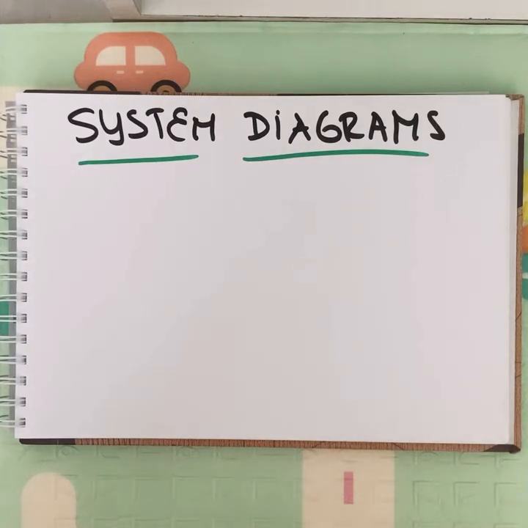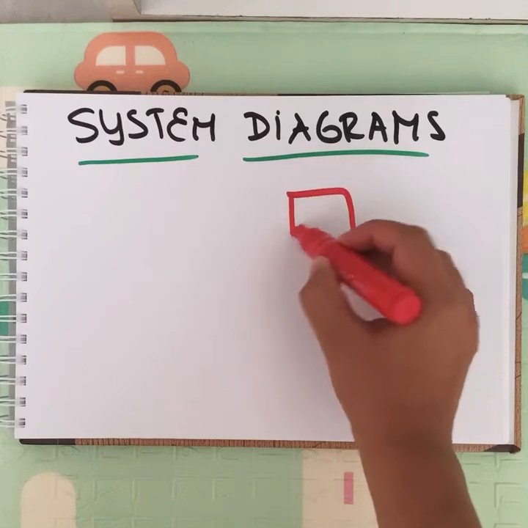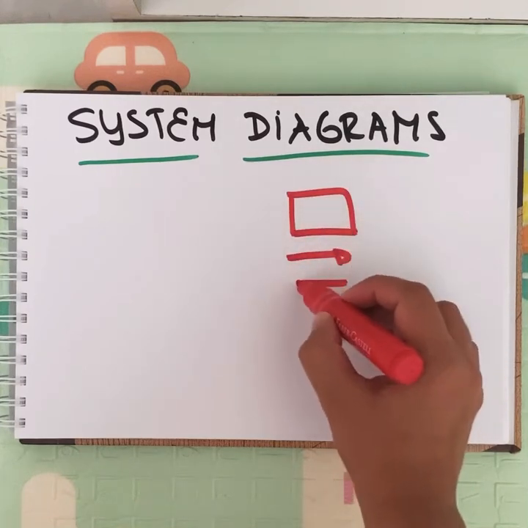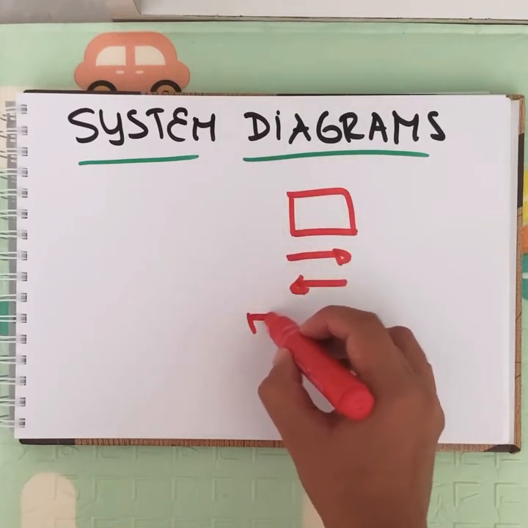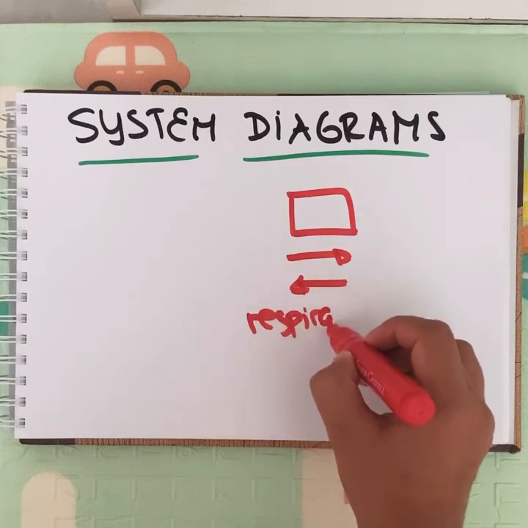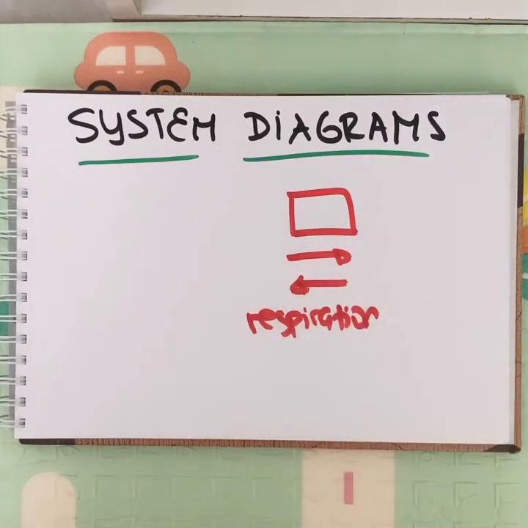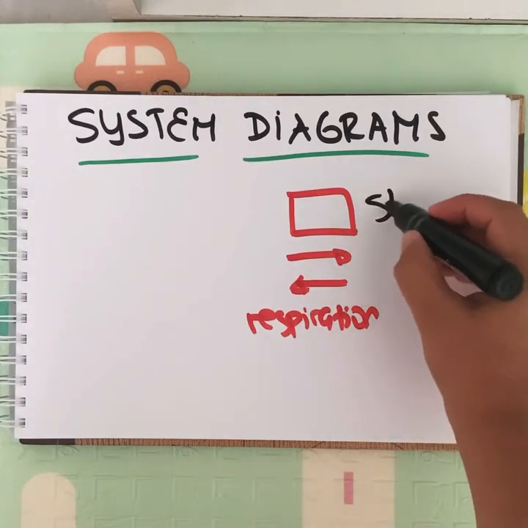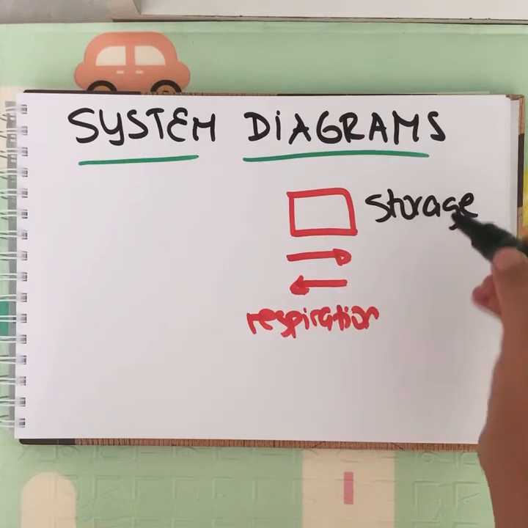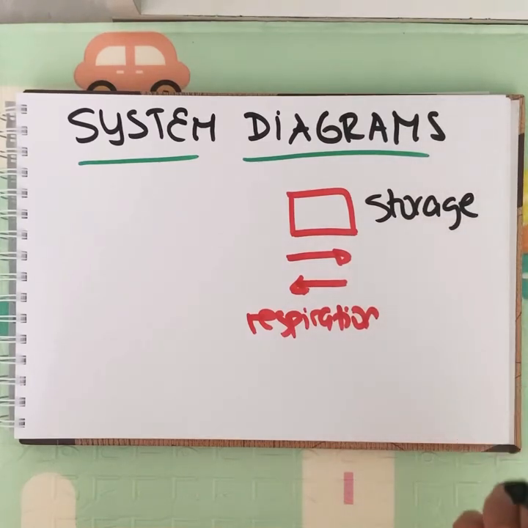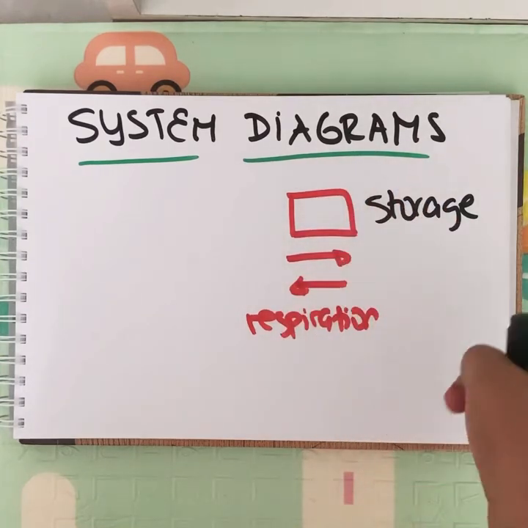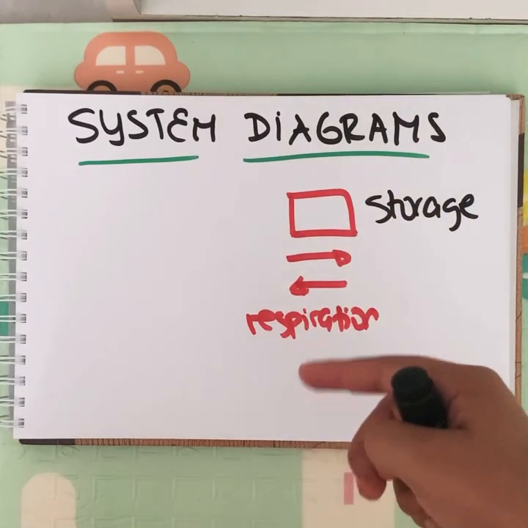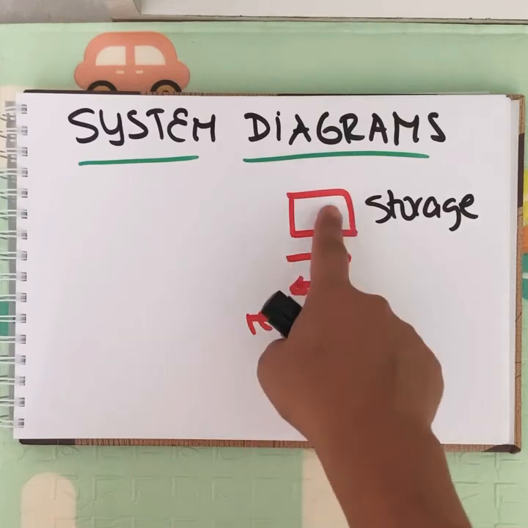There are only 3 things that you should consider: boxes, arrows, and names. A name could be, for example, respiration. So these are the 3 features to draw a system. A box represents the storage. The energy and matter flows and is stored into a box.